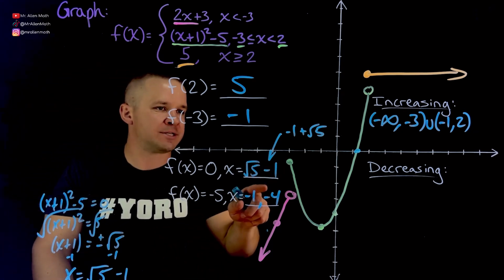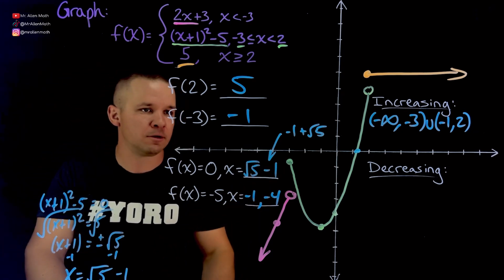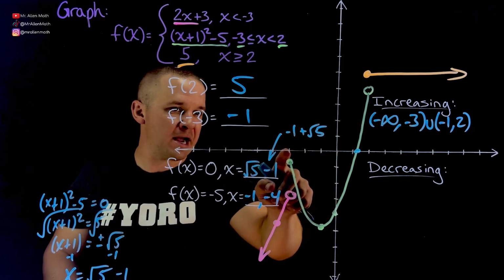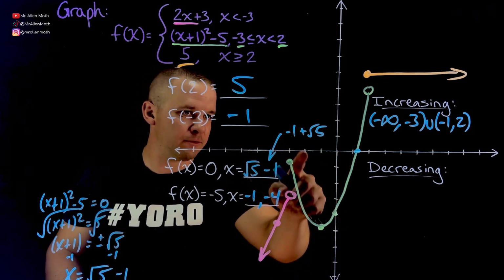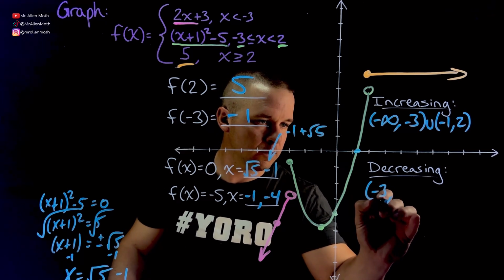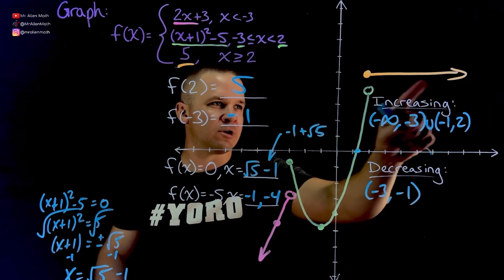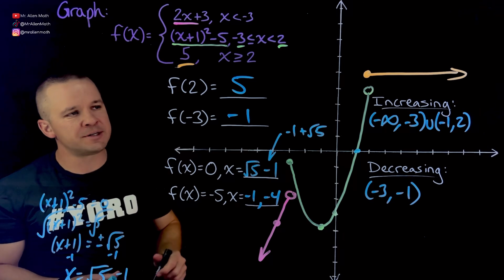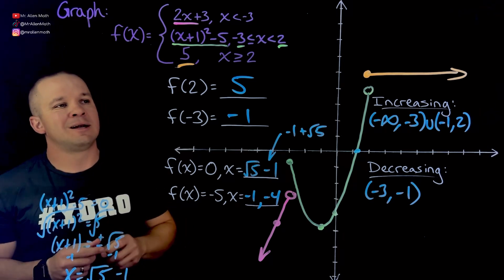All right, decreasing. Is this thing decreasing ever? Right here, boom. From negative 3 to negative 1, it's decreasing. So negative 3 to negative 1. What about this stretch here? It's not increasing, it's not decreasing. It's horizontal, not doing anything there.